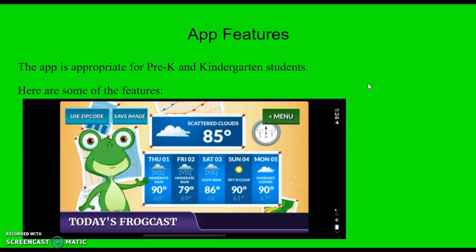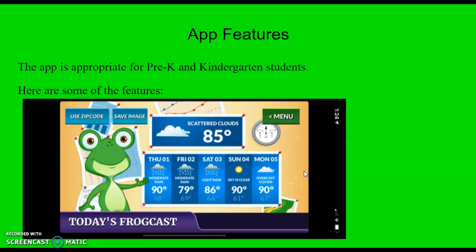So here are some of the app features. The app is appropriate for pre-K and kindergarten students. When you log into the app, this is what you'll see. You have the option to use your zip code. You can put your zip code in and it'll bring up the 5-day weather forecast.